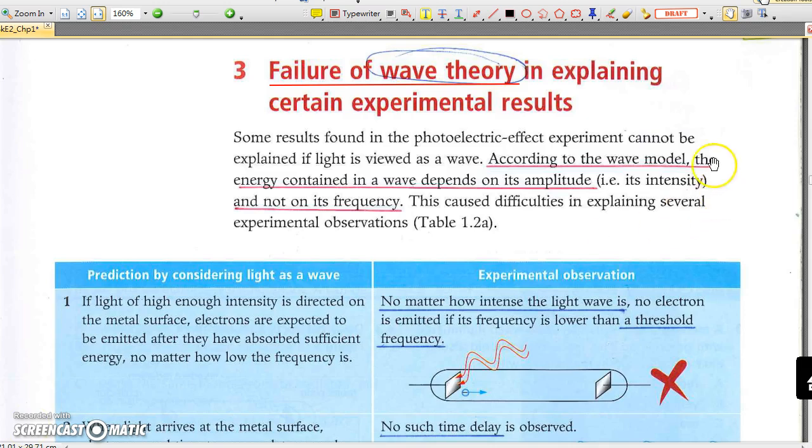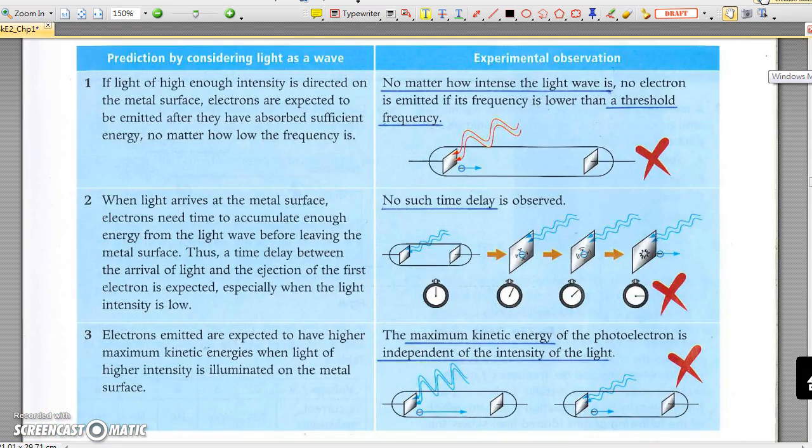Because according to the wave model, the energy contained in a wave only depends on its amplitude. And the frequency doesn't matter, so there should be no difference between red light and violet light. So immediately, the wave theory cannot explain the existence of threshold frequency. The wave theory cannot explain the difference between red light and violet light.